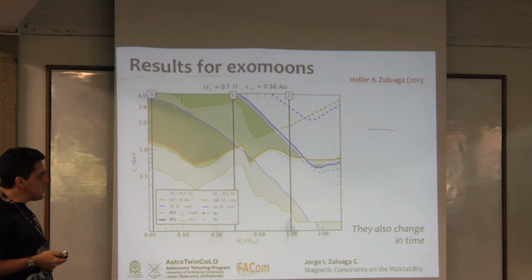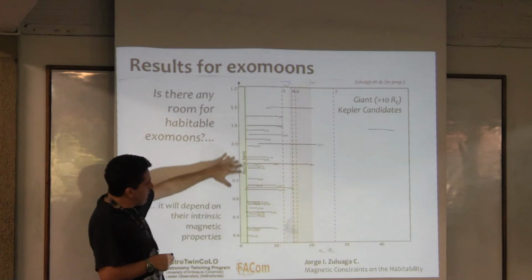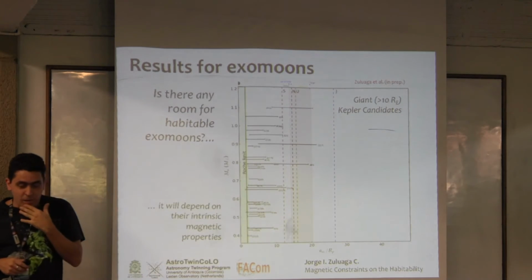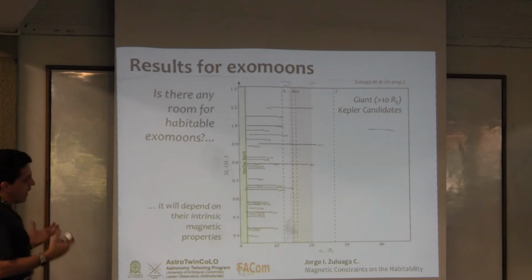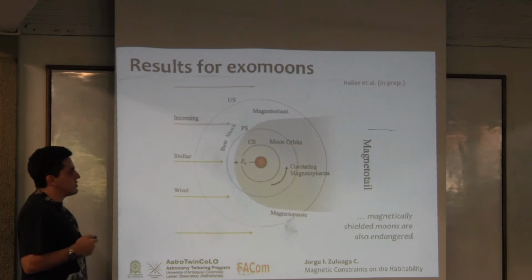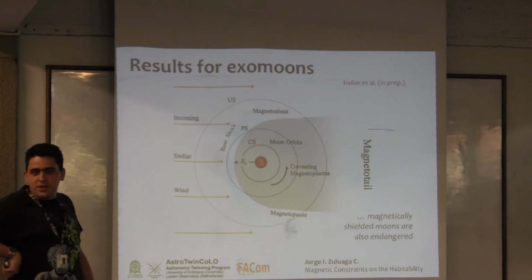So, what could we do? Actually, it's very hard. We are computing right now how several candidates are behaving, and we are discovering that these habitable planet, giant planet candidates that could have exomoons are really bad at having habitable or at least shielded exomoons. But what happens if the moon is actually inside the magnetosphere of the planet?